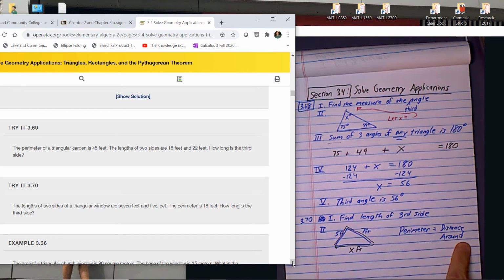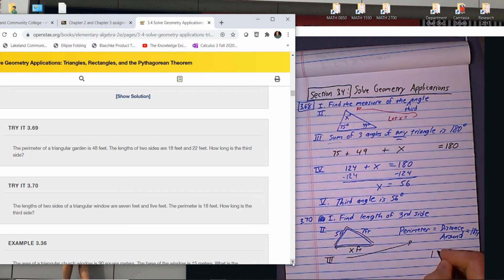So since the perimeter is the distance around, we can get an equation from this. They told me the perimeter is, it says 18 feet. So we can turn this into an equation, right? So remember, step 3 is to write the equation. I'm telling you that fact is going to give it to me.